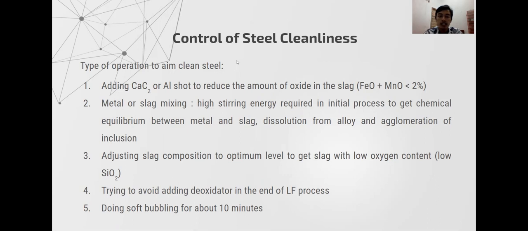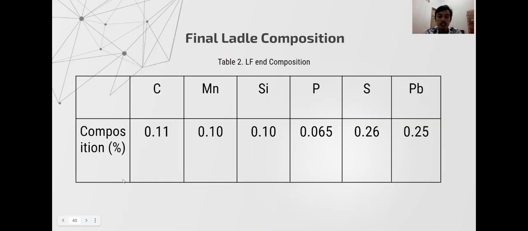High stirring energy is required in the initial process to get chemical equilibrium between metal and slag, dissolution of alloy, and agglomeration of inclusions. Third, adjusting slag composition to an optimum level to get slag with low oxygen content and low silica. Fourth, trying to avoid adding the oxidator at the end of the LF process. And fifth and final is doing soft bubbling for about 10 minutes.